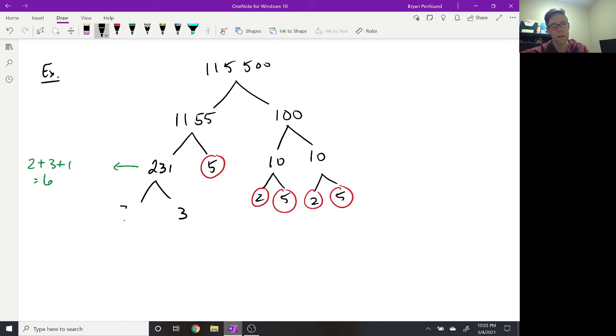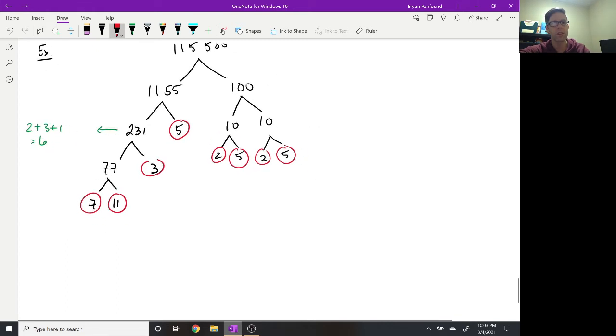Okay, so we do end up getting 77, which is great. We've already dealt with the number 77. We know that 77 can get broken into 7 times 11. So all of the circled numbers here represent the prime numbers that get composed together to get our starting number of 115,500. So if we would like to write 115,500 in prime factorization form, we just list all of these prime numbers together.